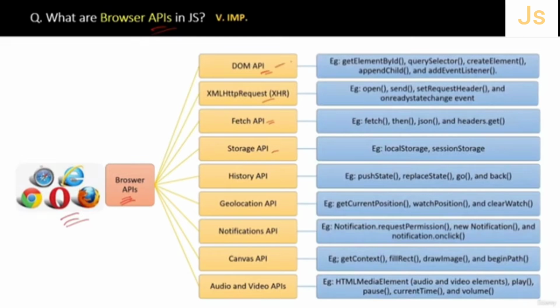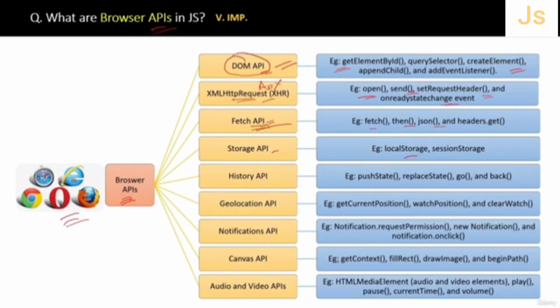The first list of methods can be used to create, modify, or delete DOM elements, right? That is why we call them DOM APIs. Then these open, send, setRequestHeader, onreadystatechange methods are required for the HTTP request, which is required for AJAX calls, okay? Then fetch and then methods are required to fetch data from external APIs. That's why they are called fetch APIs.